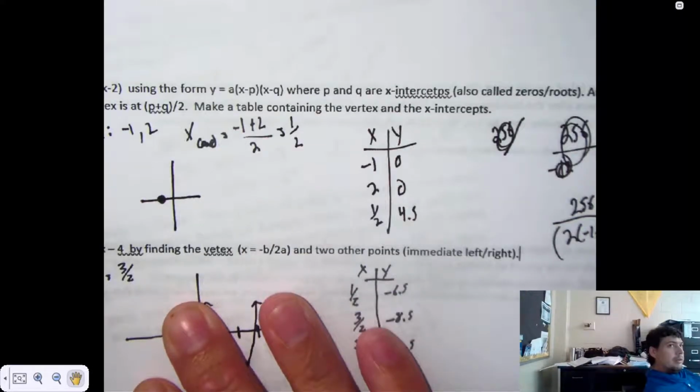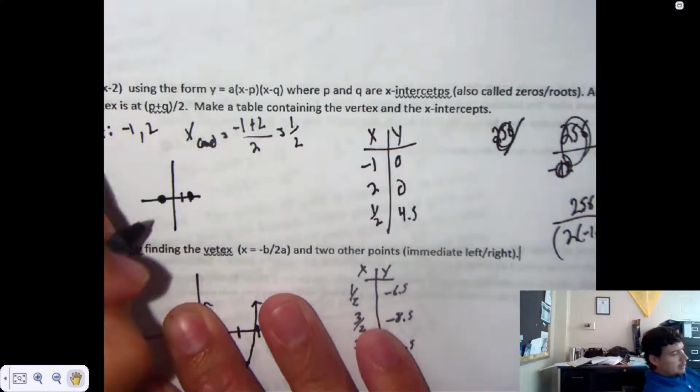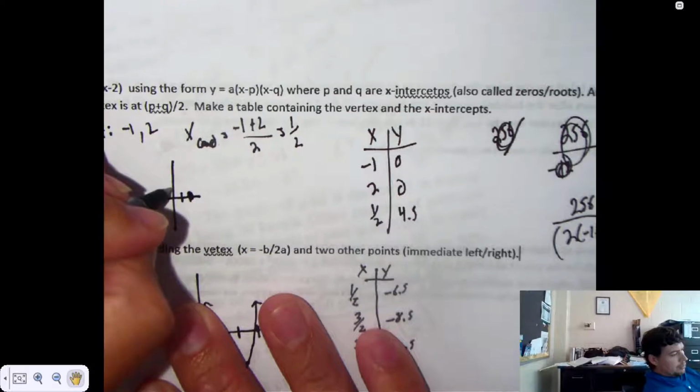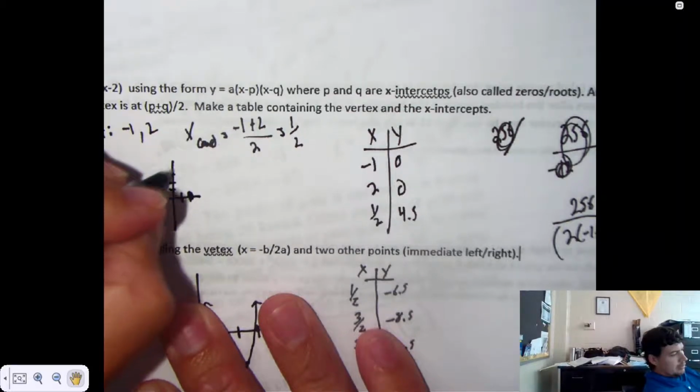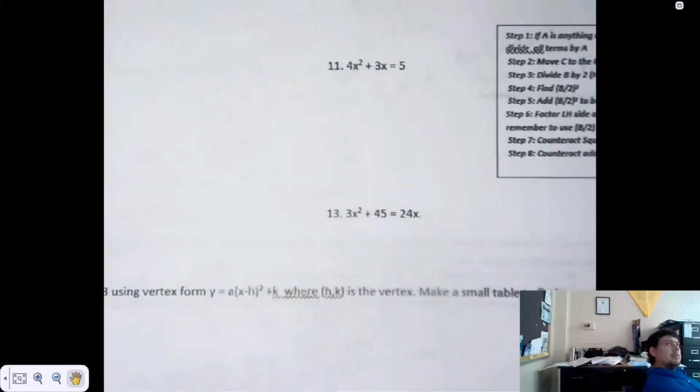Back 1, up nothing. To the right 2, up nothing. And the vertex is at 1/2, 4.5. So it's about right there. Then she opens down. She's got to pass through those two intercepts. Anything else you care to see? 11. That's right, 11. I need to be stopping soon.